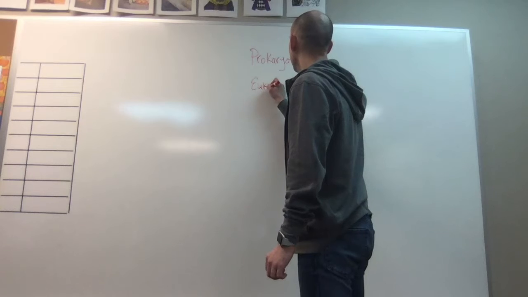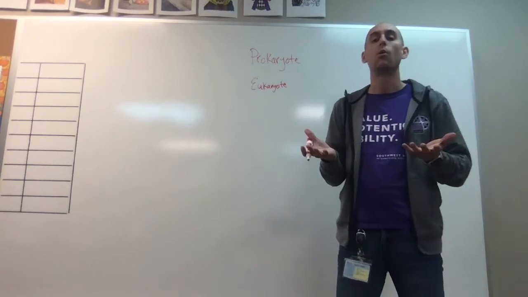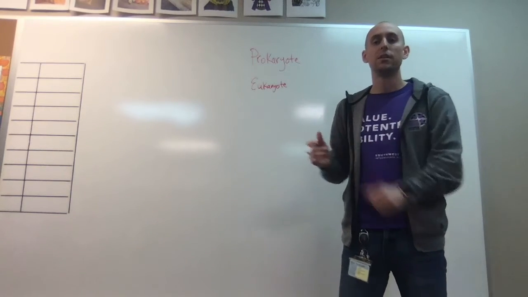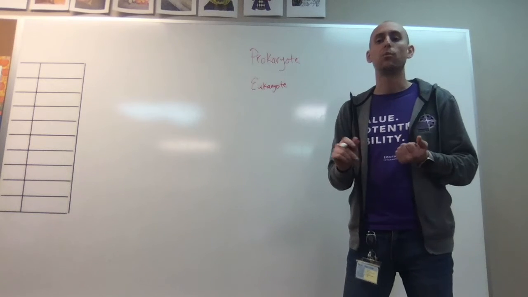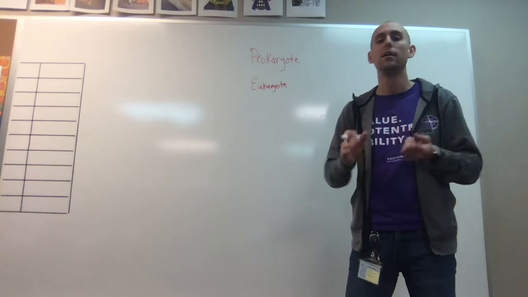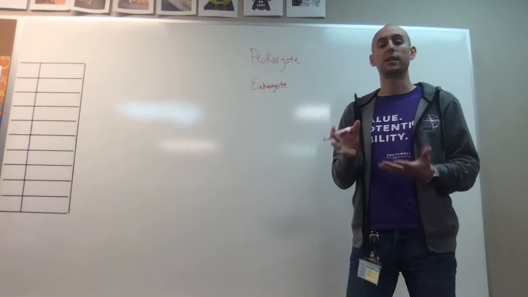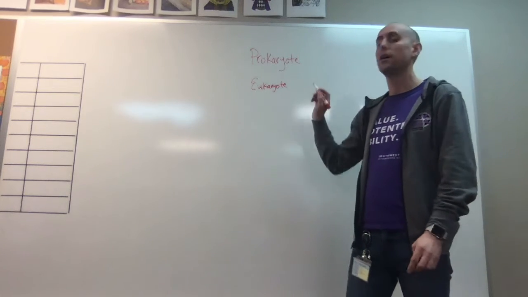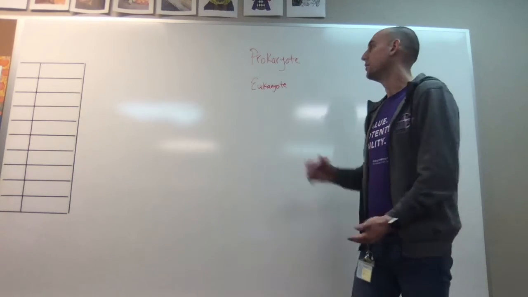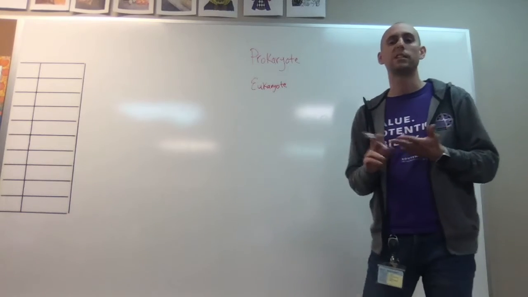Eukaryotic cells, we know, are much more complex. They have many organelles in them, organelles meaning mini organs. They would have a nucleus, a Golgi body, mitochondria, all these different organelles that have different functions for that cell. We see eukaryotic cells primarily in animal cells or plant cells. On the other side, prokaryotic cells, we see those being viruses and bacteria.